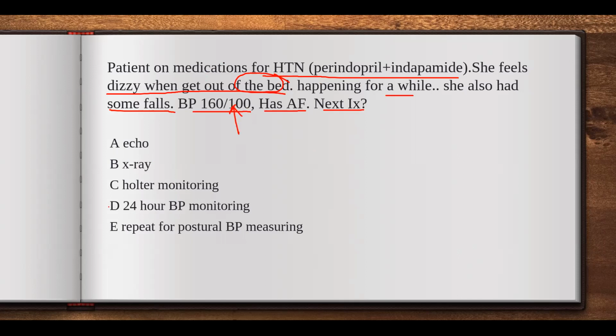So the options are echo, X-ray, Holter, 24-hour BP monitoring, or repeat postural BP measurement. Always we need to do a repeat postural BP measurement in this case. 24-hour BP monitoring is not needed at the moment, because it's indicated if someone has a discrepancy between office BP and home BP. But this patient has postural hypotension, and you need to confirm that by doing a repeat postural blood pressure measurement. So you measure blood pressure in a sitting position first and then a standing position, and then again you confirm it by doing a repeat one. So that's the most likely reason in this patient.